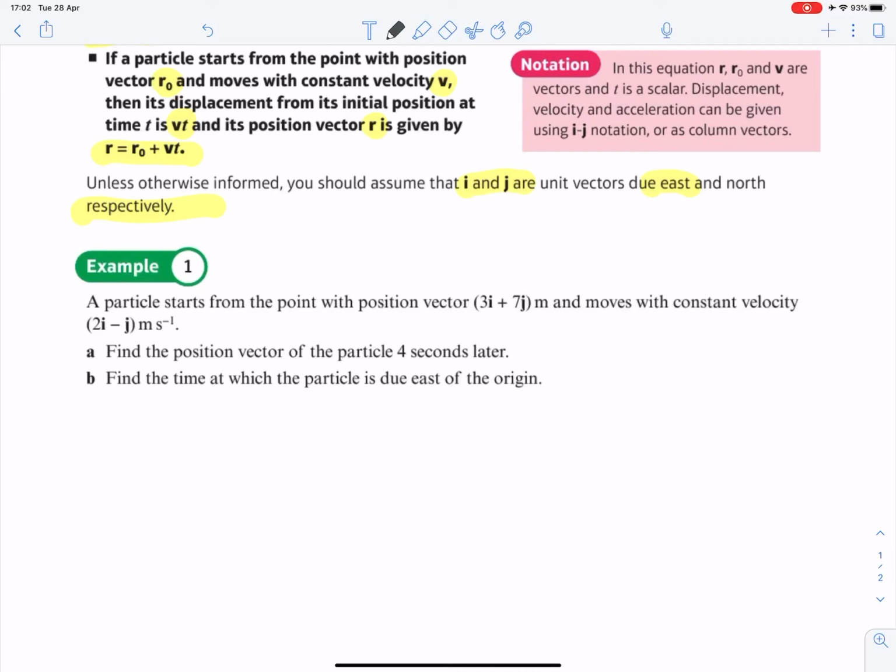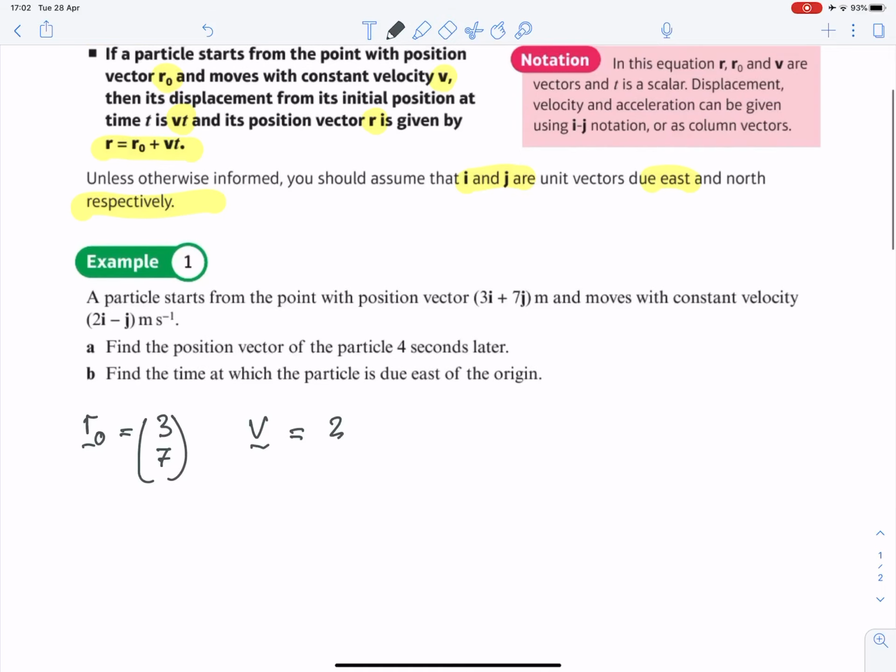Example 1. A particle starts from a point with position vector 3i plus 7j. So I would think of r0 as equal to (3, 7), writing it as a column vector, and moves with constant velocity v, which is equal to (2, -1), so 2 in the i direction and minus 1 in the j direction. Check the units: meters for position, meters per second for the velocity. Find the position vector of the particle 4 seconds later.